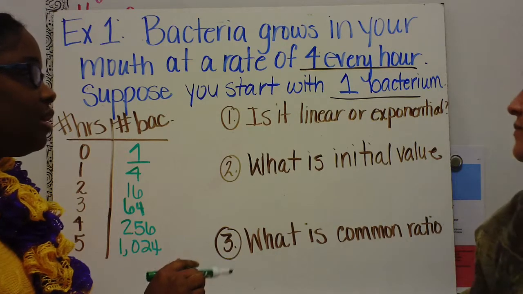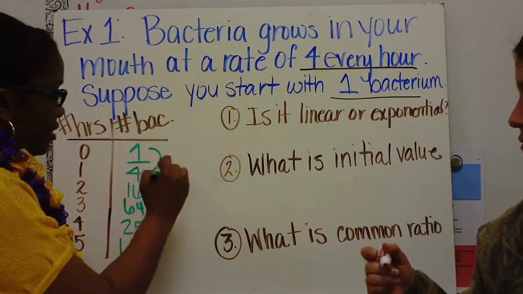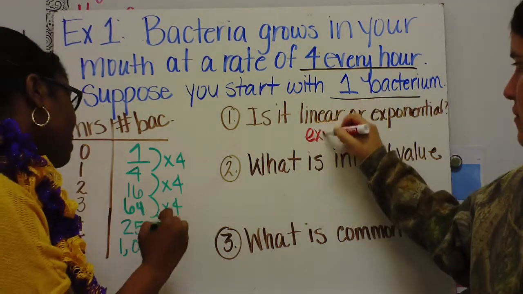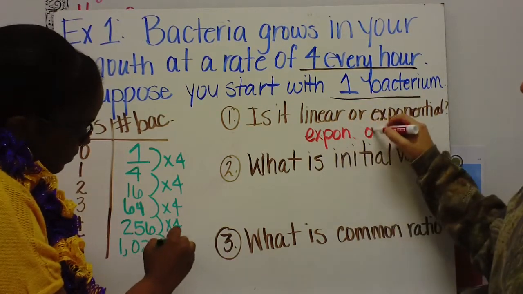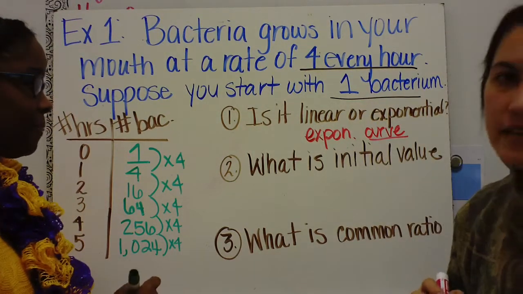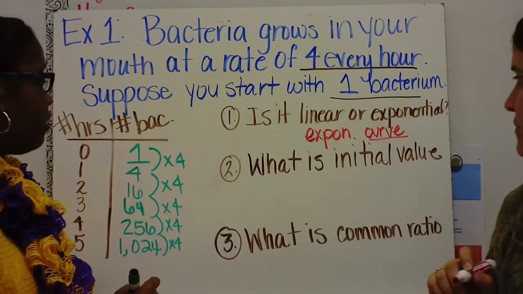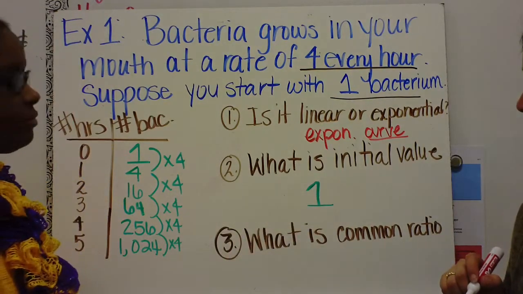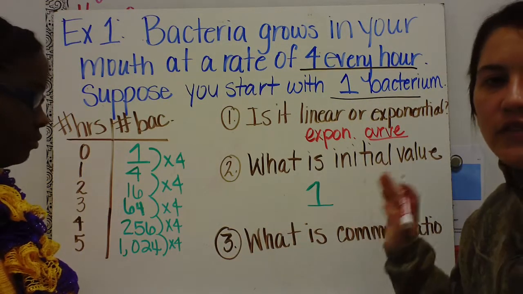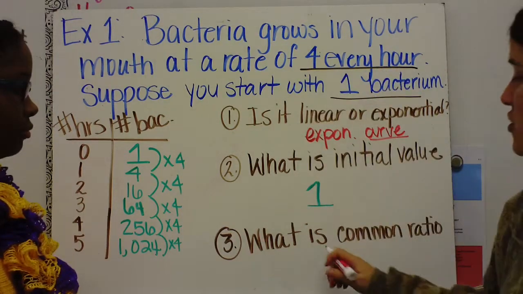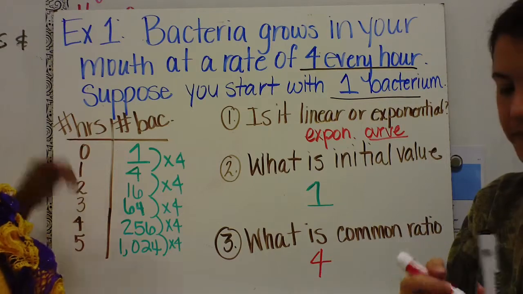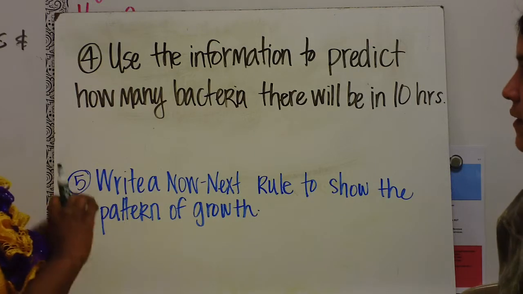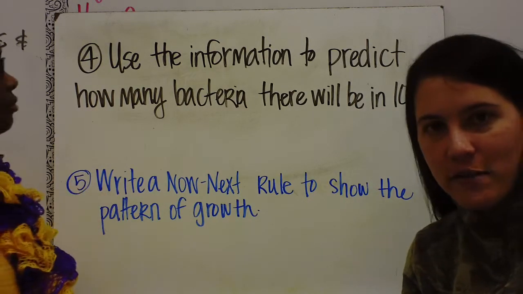So the question is, is it linear or exponential? Well, because we multiply by 4 every time, then it's going to be what, Ms. Hantlon? It's going to be exponential, which means we're going to have a curve. It's not going to be a linear graph, it's going to have a curve. And we already talked about our initial amount. Our initial amount is 1. And the common ratio, that means that rate of change, that growth rate, and in this problem it's growing, the common ratio is 4. So we're going to answer some questions about that information.